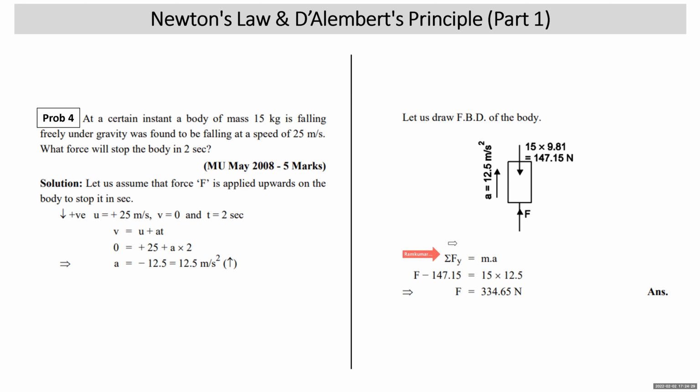Let's apply Newton's law, sigma F is ma. F minus 147.15 is equal to ma. M is 15 into 12.5. That gets you the value of F, 334.6.